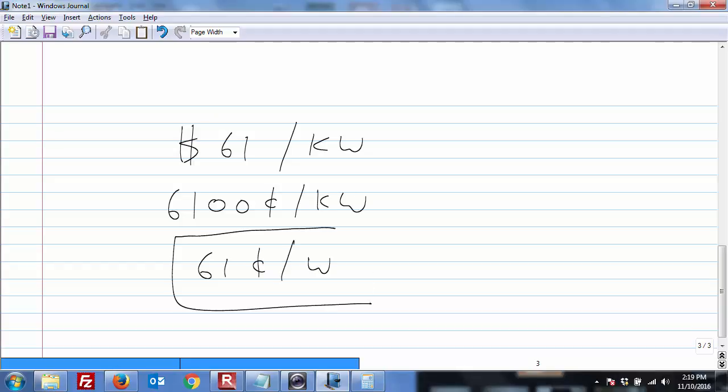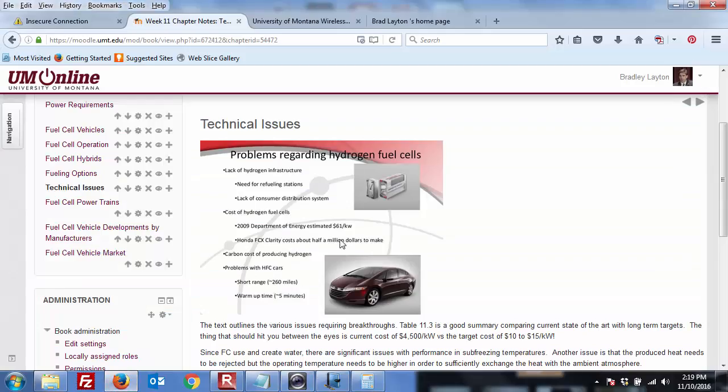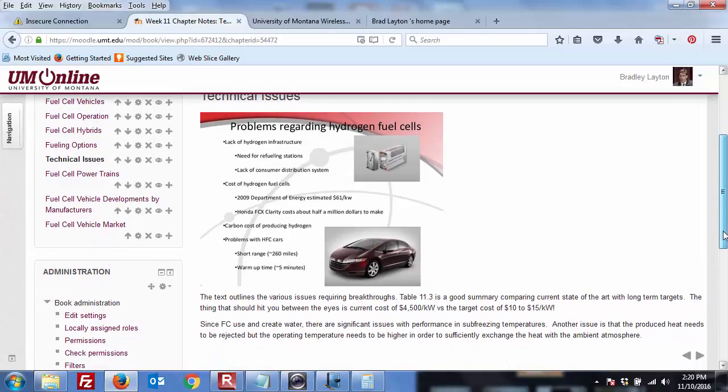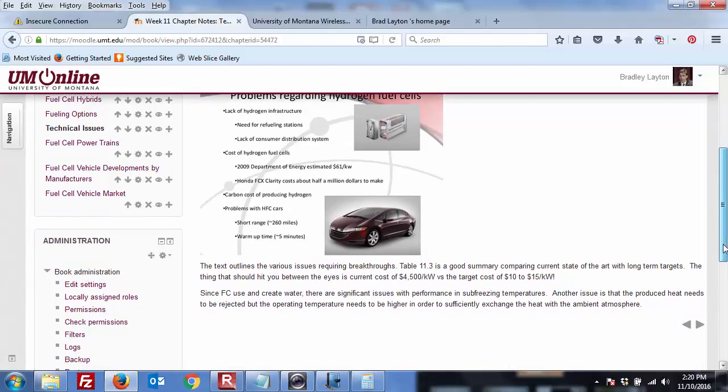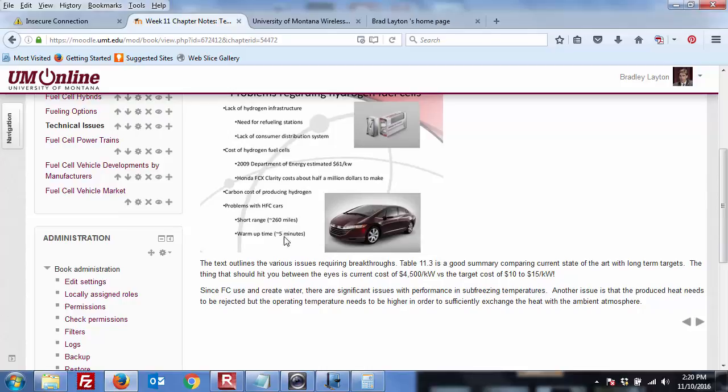Now, that's actually kind of cheap if you look at it from a solar cell. So, why that's a hurdle, I don't know. It actually seems pretty good. $61 a kilowatt. The Clarity, which is some of the early Honda vehicles, cost $500,000 to make, and that's well outside the price range. Relatively short range, and they have to be warm. That membrane needs to be warm in order to work. So to be competitive, you need to get down to $10 to $15 per kilowatt.